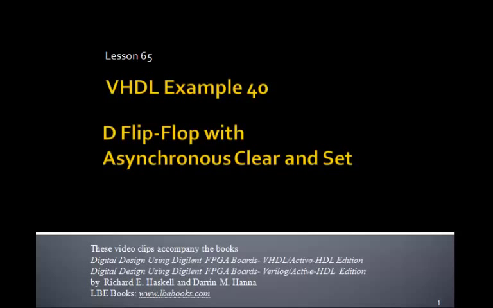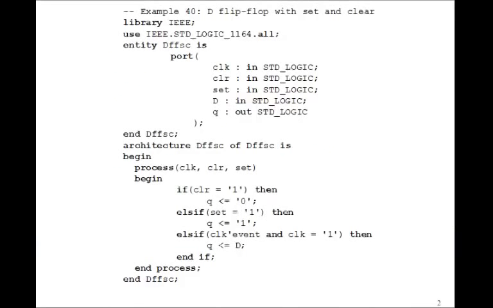This is lesson 65, VHDL example 40, D flip-flop with asynchronous clear and set. This is similar to the previous example, except that in this case we're just going to add a set for the input. So we got clock, clear, set input, D in and Q out. So in the sensitivity list now we'll have clock, clear, and set.